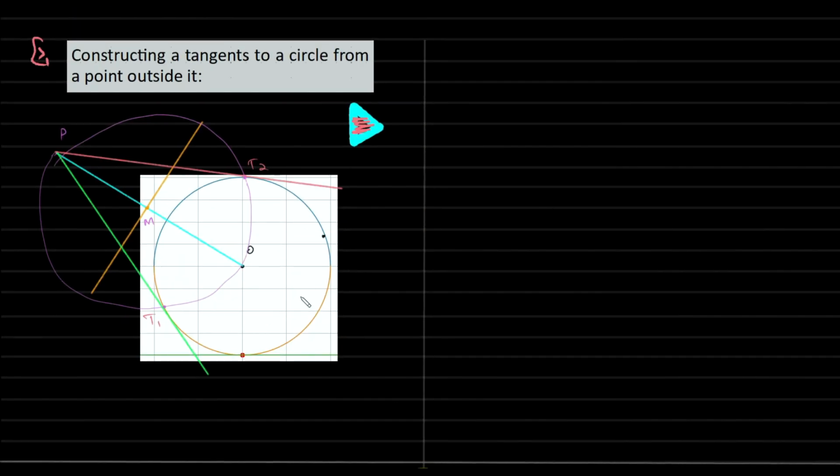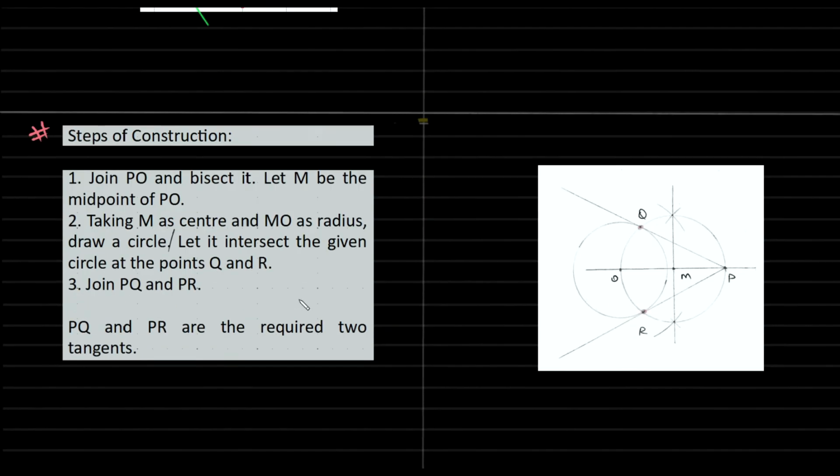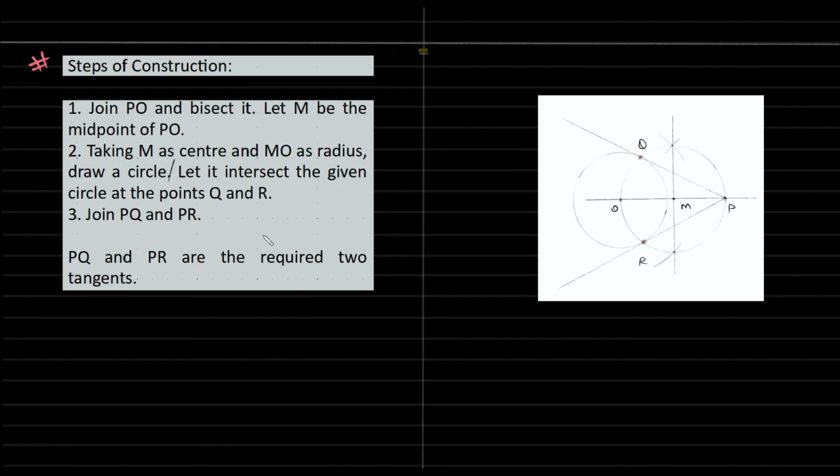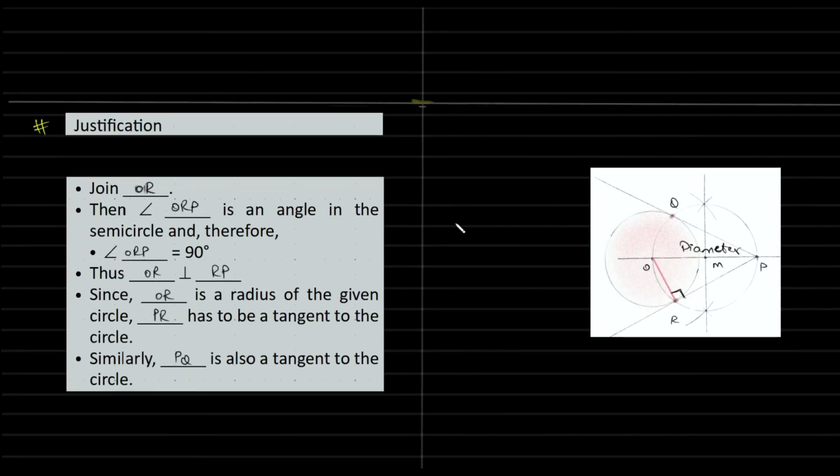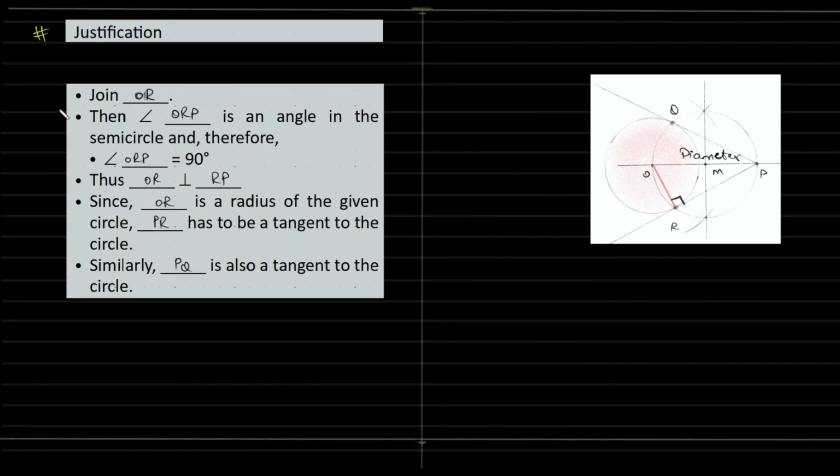So this is what we had to do. This is your steps of construction. Post that, you need to label it. Before that, actually, not post that. And this is your justification. And this is not required for your exam. I mean, don't draw it 2 times. That's what I mean.